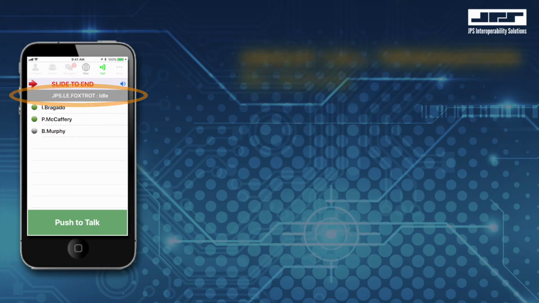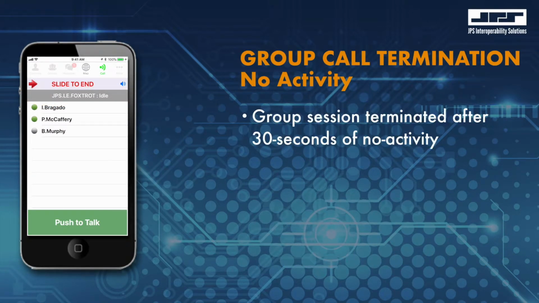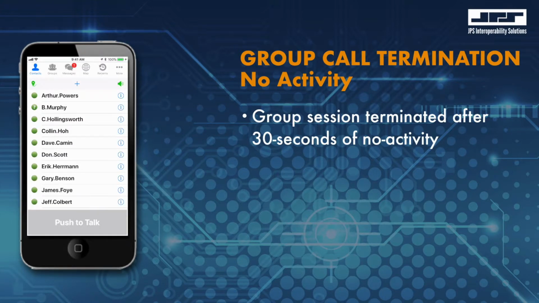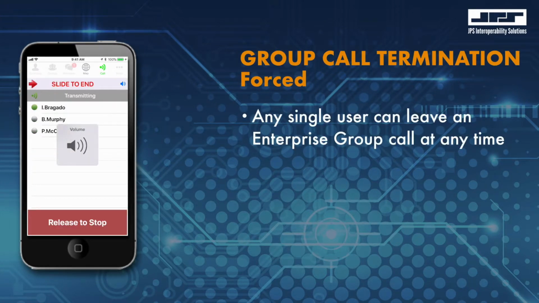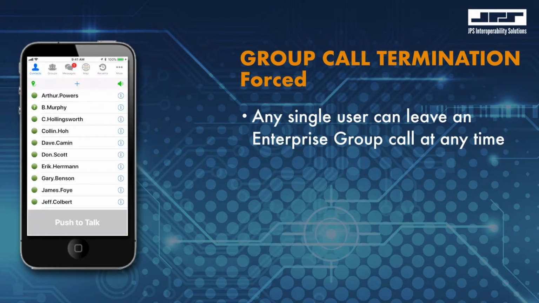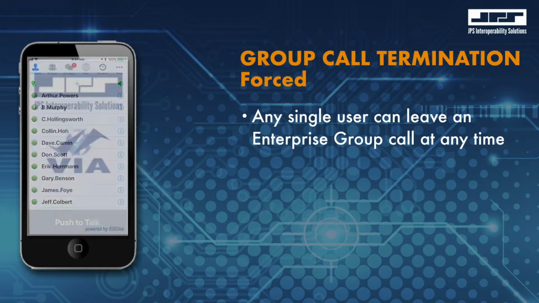If there's no PTT activity between the members of the group for 30 seconds, the PTT call will automatically terminate, and the in-call list view will also minimize. One can leave the group call by terminating their participation in the enterprise group by swiping Slide to End to the right. However, the enterprise group will remain active between the remaining members of the enterprise group.